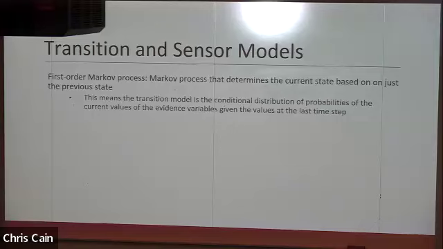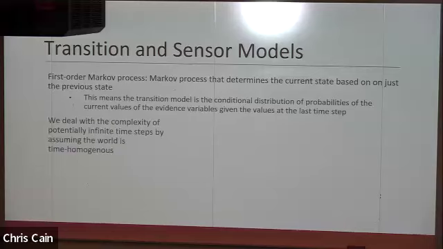Stating this in a different way, the transition model is the conditional distribution of the probabilities of current values of the evidence variables given the values of the last time step. So we analyzed what were the evidence variable values last time. What does that mean for how the state of the world changes this time? That's the only thing that is an effect of that world change. We avoid the complexity of infinite possible time steps by just saying the world is time homogeneous. That means that nothing is changing about the world over time.